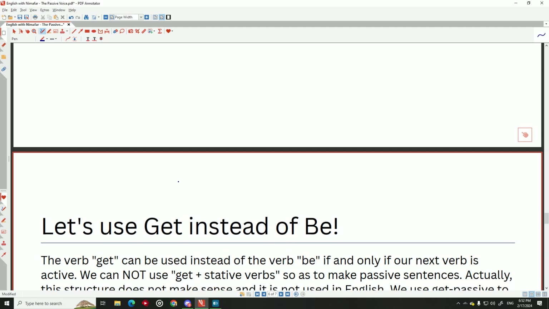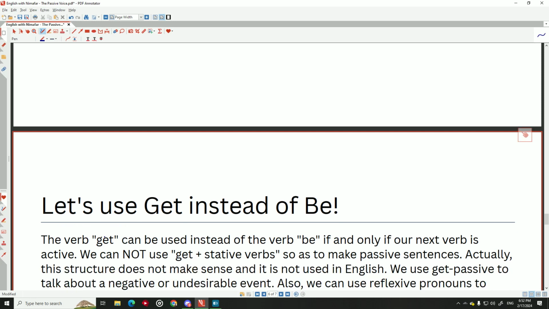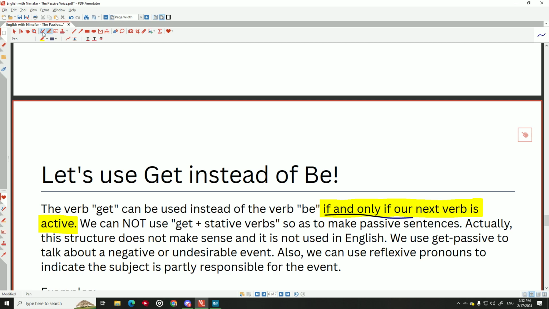So we have something we call the get passive in English. The verb get can be used instead of the verb be if and only if we talk about action and non-action. So you can only use get if your next verb is an action verb. Here I wrote active, actually wrong. I mean action, like an action verb.